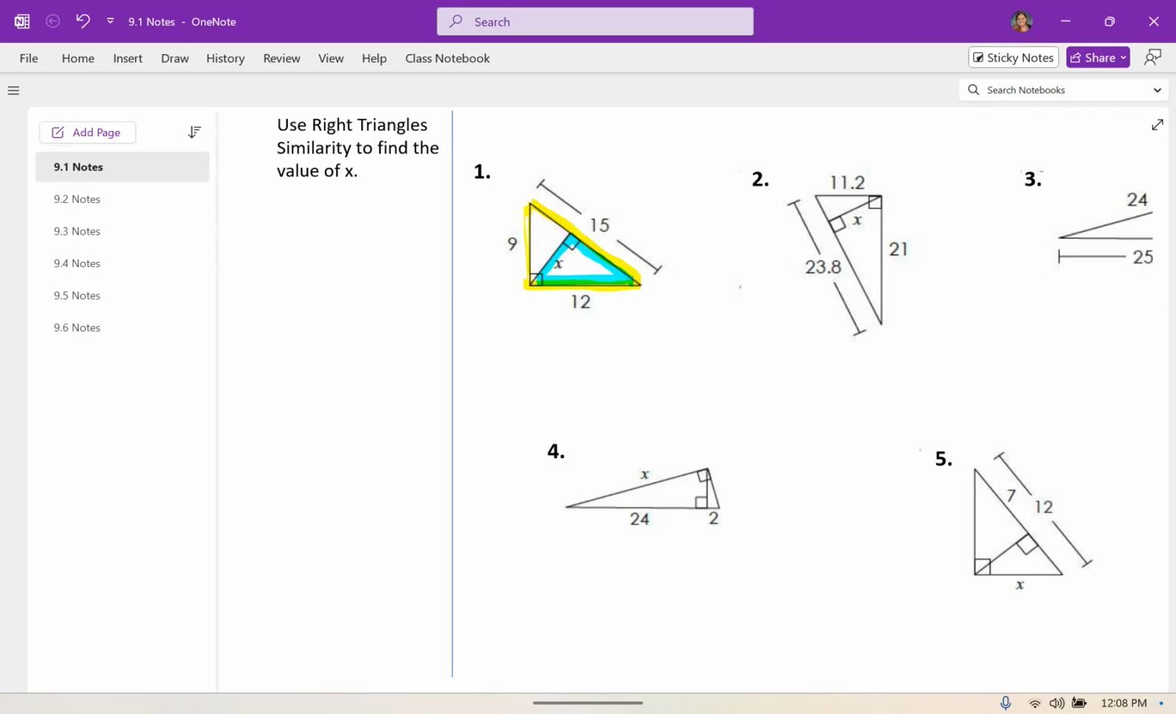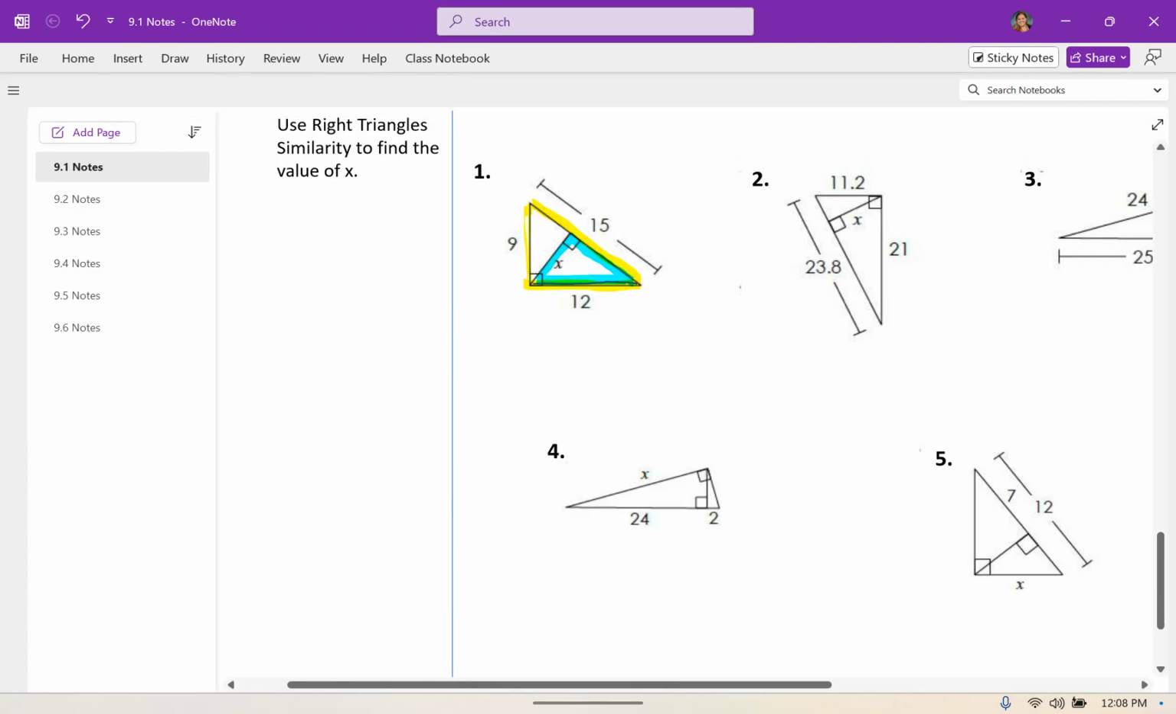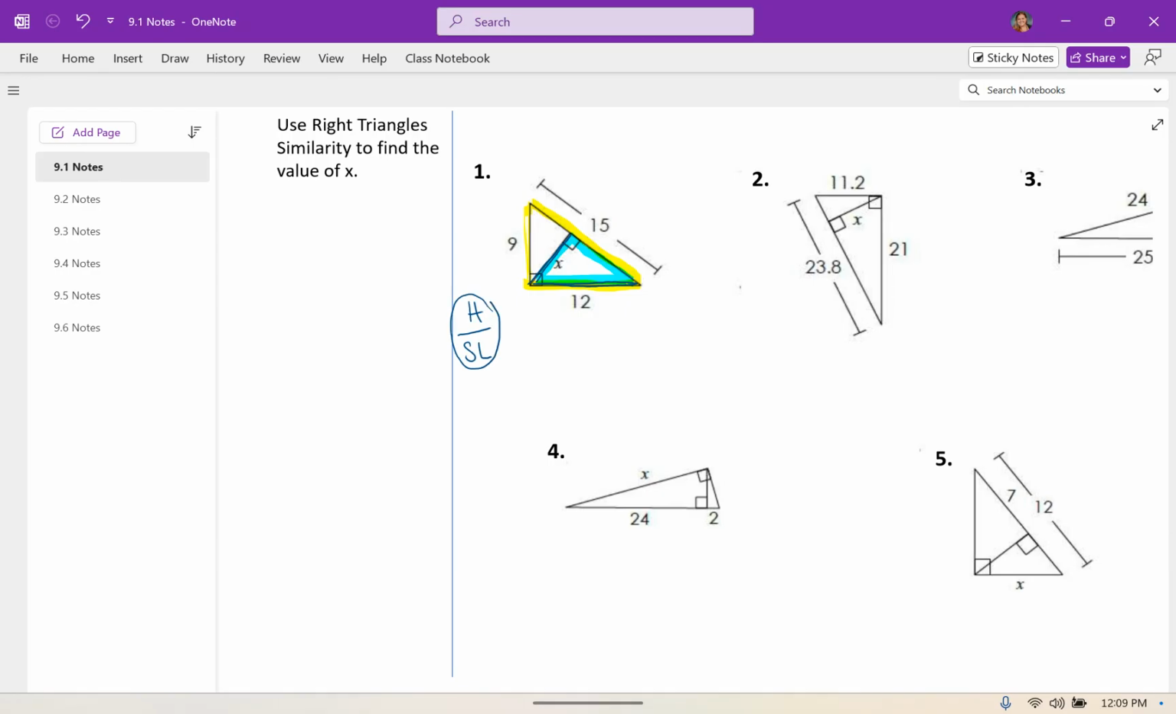If we look at the blue triangle, I'll use blue writing. On the blue triangle, I am given the hypotenuse and the smallest leg. I can either choose to do hypotenuse over short leg or short leg over hypotenuse, it doesn't matter, but I'll write a key to keep myself straight. So the hypotenuse is 12 of that blue triangle over the short leg, which is x.